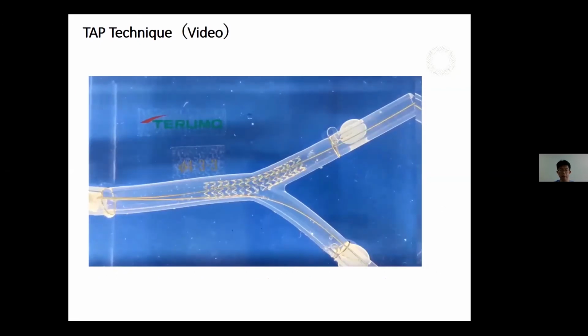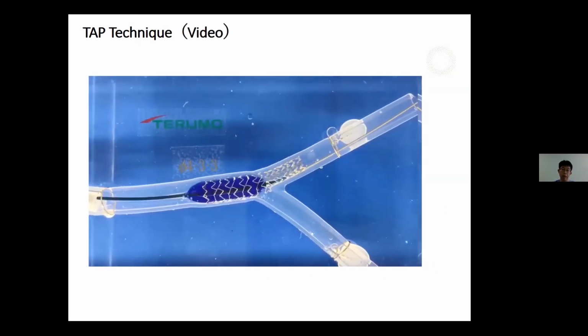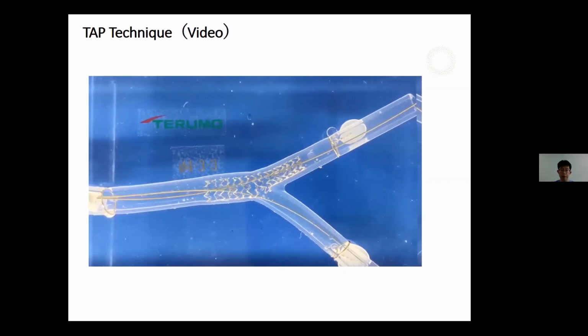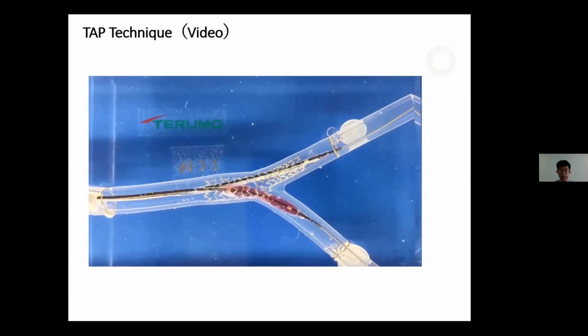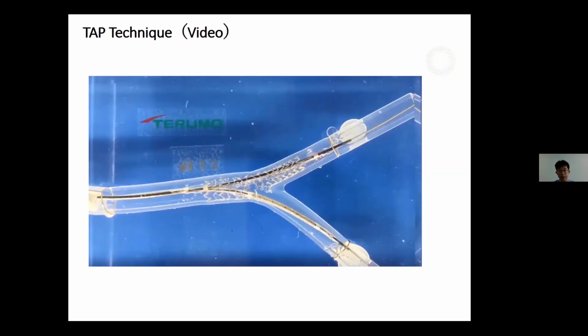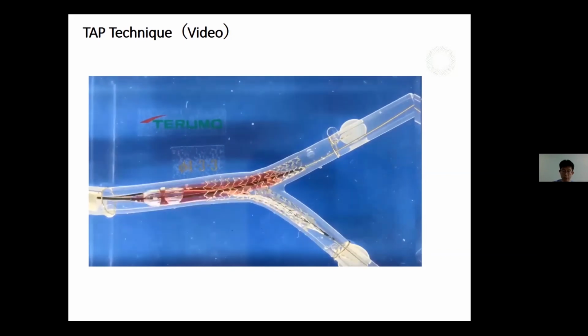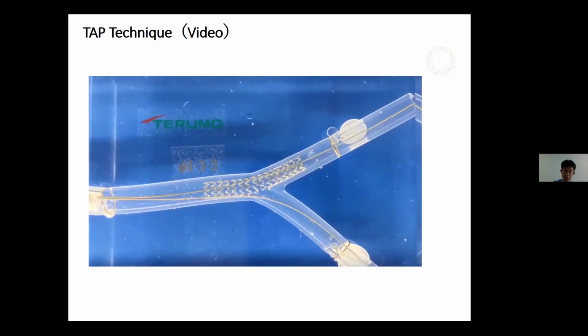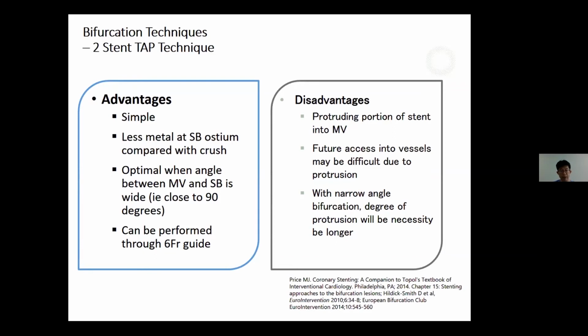This is a video from Terumo company: POT technique, and then recross distally, deliver the balloon for the side branch, balloon dilatation, and then final kissing balloon. And then deliver the stent for the side branch, with a slightly proximal position in the LMT. This is the TAP technique. Finally, KBI and finally POT. So the advantage is that it is simple, but the disadvantage is that the protrusion of the stent in the LMT is no good.